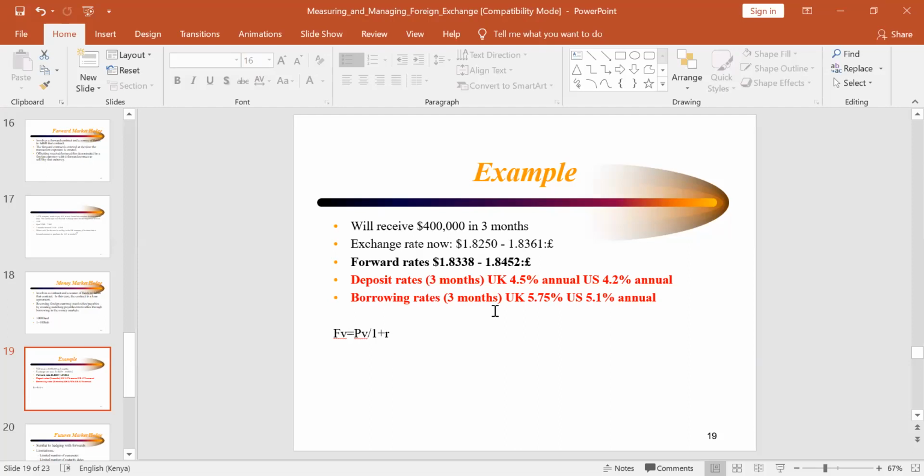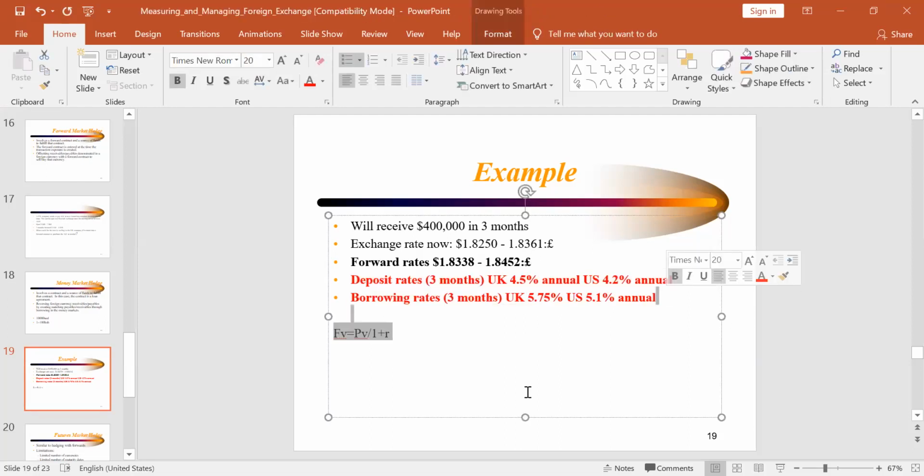If you opt to go for money market hedging, I want to add something here. You already have the borrowing rates and whatever. We also have the forward rates. Make sure you take the full question. Forward rates: it's 1.8338. The other one is 1.8452. Those are the forward rates.